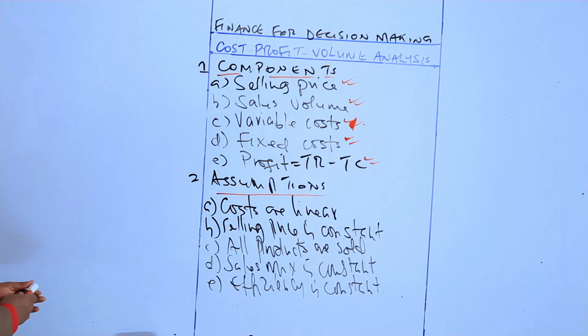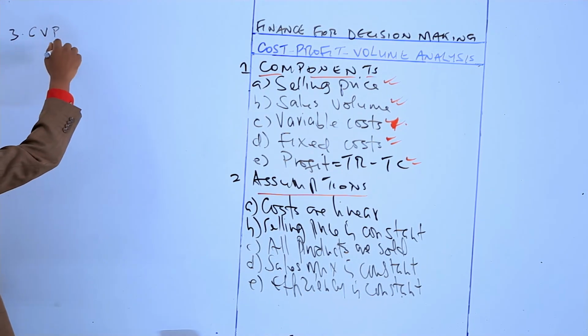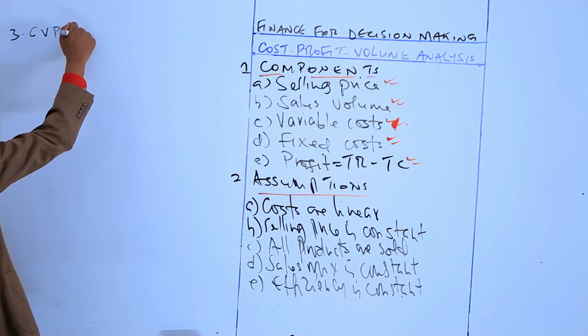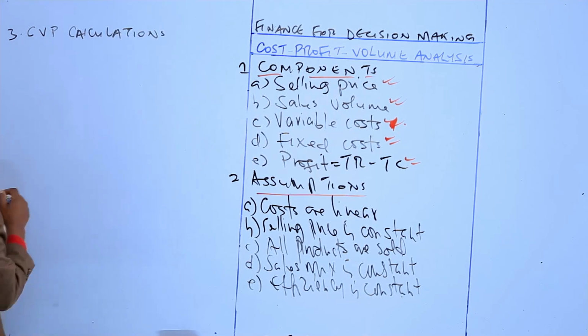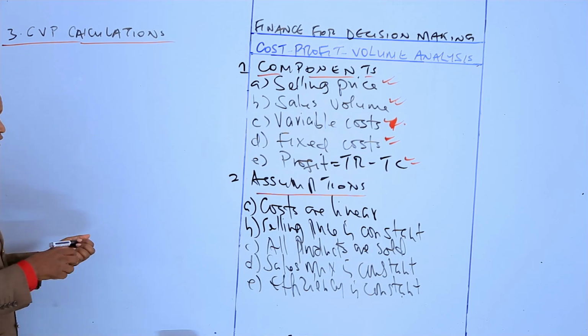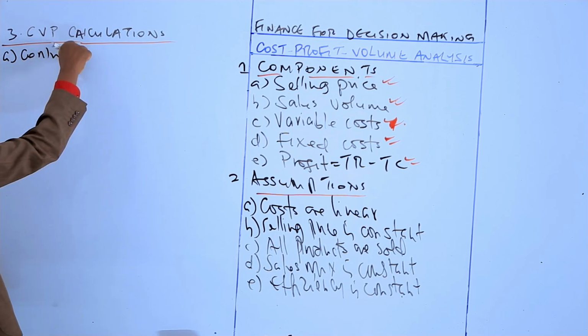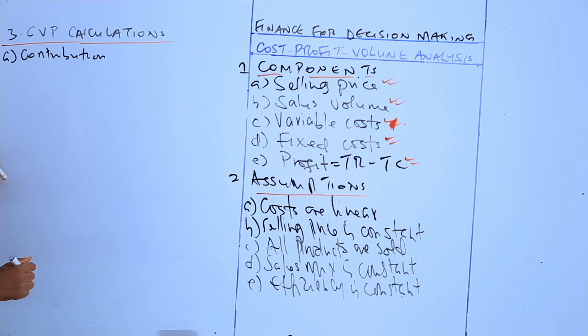Now let's move to the CVP calculations. The third part of this lesson is analysis calculations. Now, candidates, the CVP model uses several key metrics to analyze profit. And the first one is contribution margin.